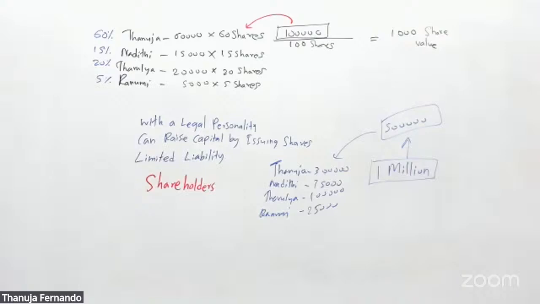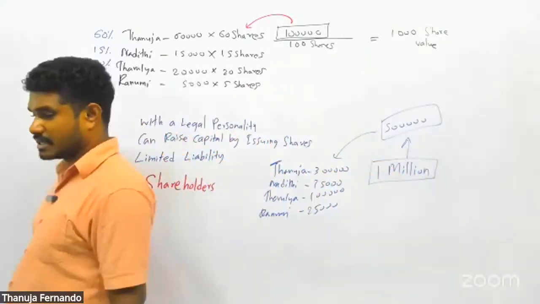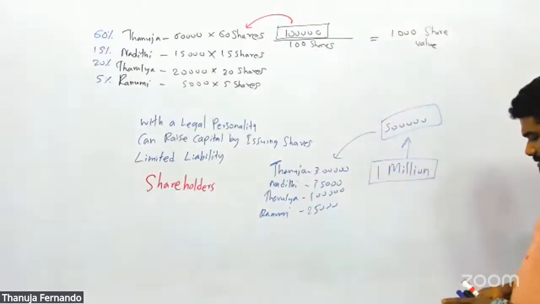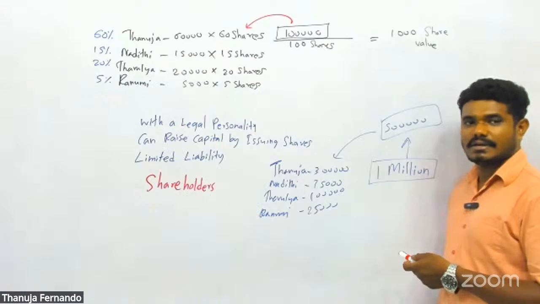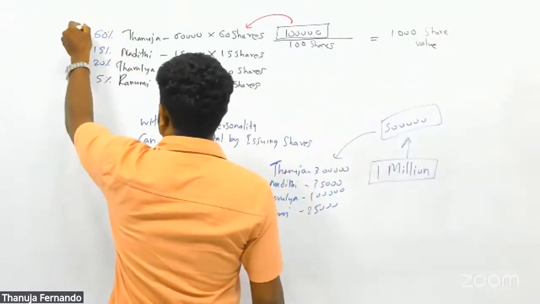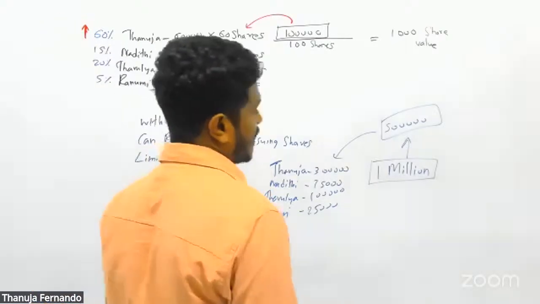Then, who is the owner of this kind of business? If someone has more than 50%, if someone has more than 60%, he is the owner, right? Like, I own 60%. So, more than 50%, then I am the owner.